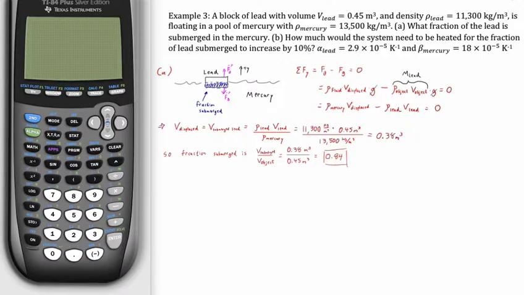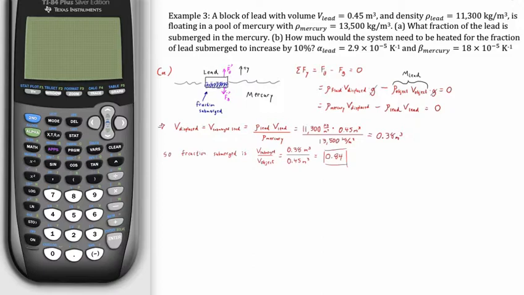So moving on to part B, we were asked an arguably more complex question, and one that does involve thermal expansion. That question is, how much would the system need to be heated for the fraction of lead submerged to increase by 10%? So in this case, we'd be going from 0.84 to 0.94. But we're more interested in the difference rather than the absolute change from 84% of it being submerged to 94%. So what would that look like?